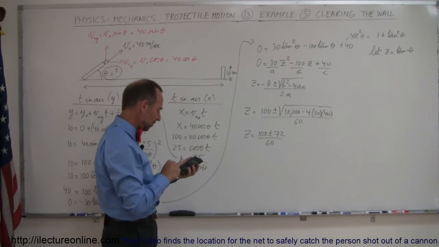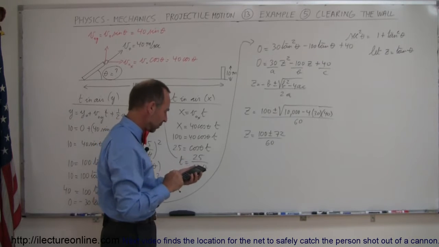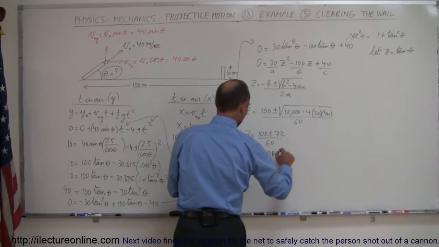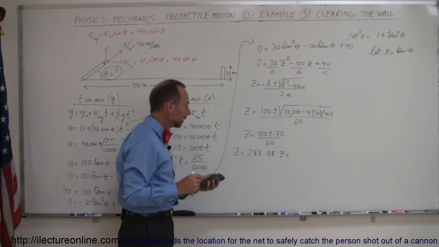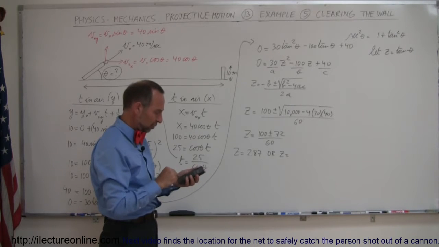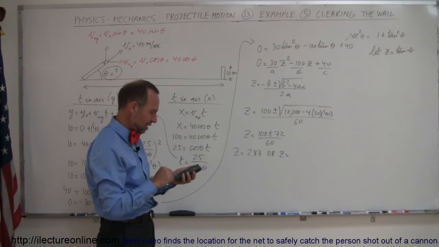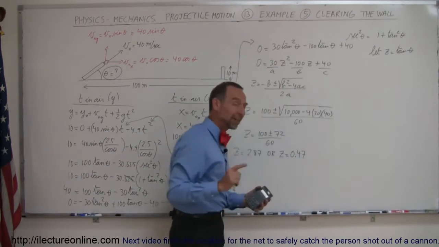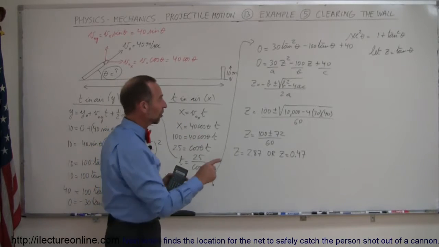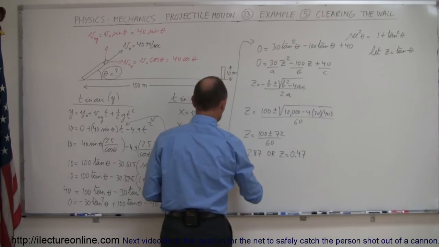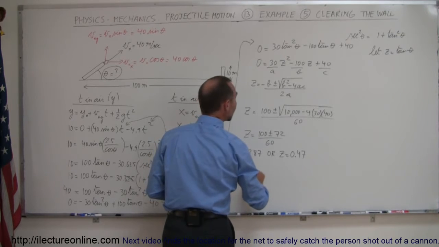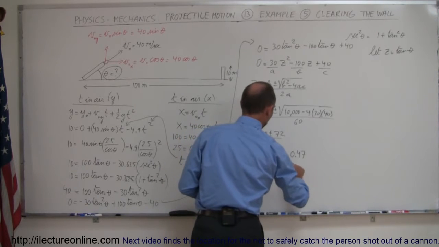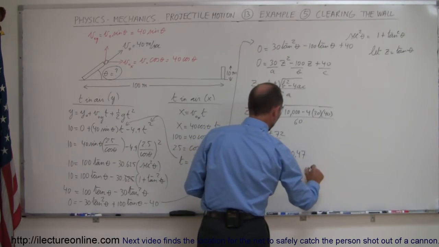So it's 172 divided by 60 equals. So we have z is equal to 2.87, or z is equal to, when I take the 100 minus 72 divided by 60, I get 0.47. And actually that makes sense. And we'll see in just a moment why. I'm going to substitute back to tangent of theta. So that means that the tangent of theta is equal to 2.87, or the tangent of theta is equal to 0.47.